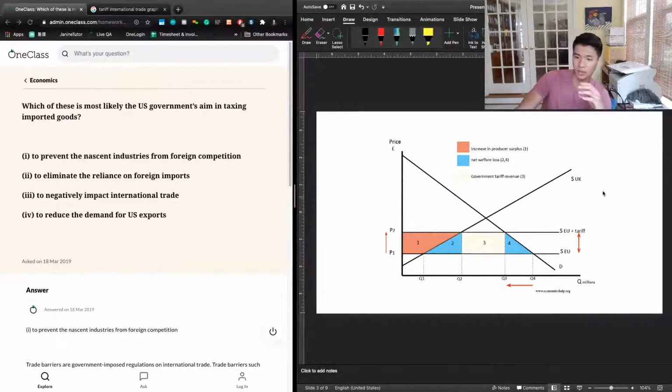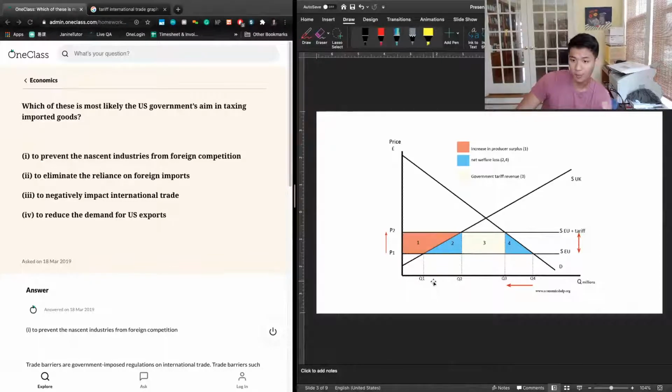And so what does that mean for the United Kingdom? Well, at this low price, the domestic suppliers in the United Kingdom only supply Q1 quantity of goods. So the supply produced in the United Kingdom drops significantly, and producer surplus drops significantly, right? It used to be this giant triangle, now it's this tiny triangle. And second, at a lower price, the consumers in the United Kingdom are going to want to buy a lot more than they used to. They used to buy the equilibrium quantity, now they want to buy Q4. And so this gap between Q1 and Q4 is made up by imports.